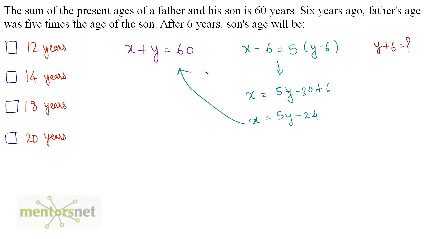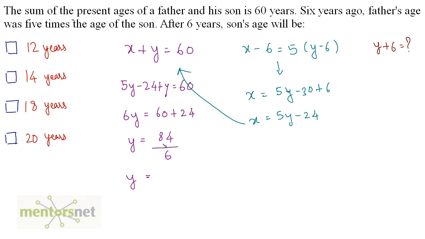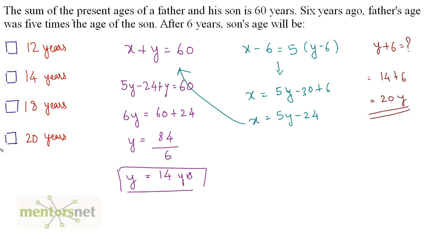Let's put this value of x here to get the value of y. So 5y minus 24 plus y is equal to 60. So we have 5y plus y is 6y, equal to 60 plus 24, and therefore y is equal to 84 by 6, that is 14 years. So y's present age is 14 years, but we have been asked the son's age after 6 years, which is 14 plus 6, and that is 20 years. So the right option is option D.